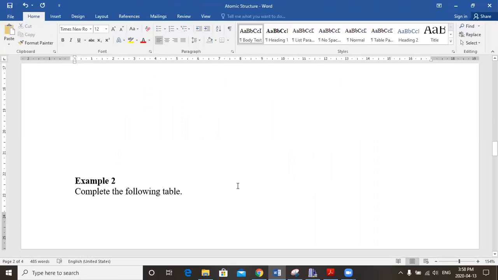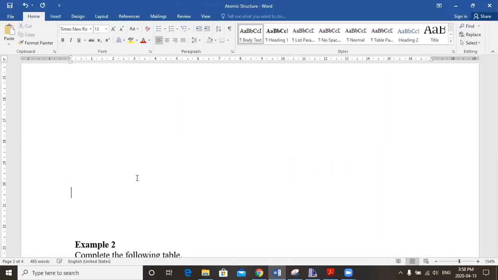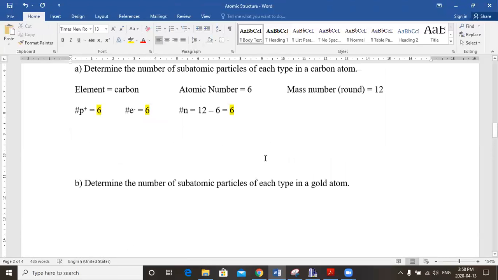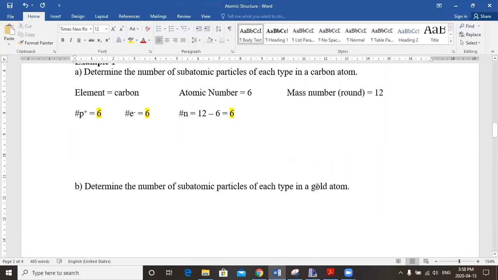So we can look at an element that's a bit bigger. We'll look at gold. So how many subatomic particles are in gold? So I'll just copy this over. So the element is gold, and the atomic symbol for gold is Au. And if we didn't know that off by heart, we would look on the table. I just know that because I've been doing this for a long time. And we need to know the mass number and the atomic number.